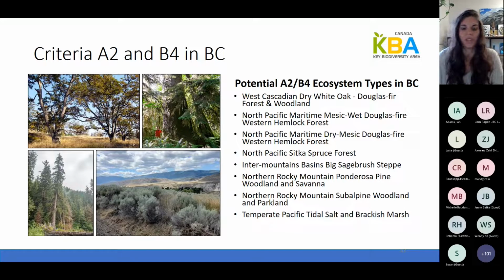So a number of the dry oak ecosystems, some of the hemlock and Sitka spruce ecosystems, some grasslands and sagebrush steppe, ponderosa pine, some of the subalpine in the Rocky Mountains, and tidal salt and brackish marsh, so some of the coastal ecosystems. It's possible there are more, but these are the ones that are currently being examined.